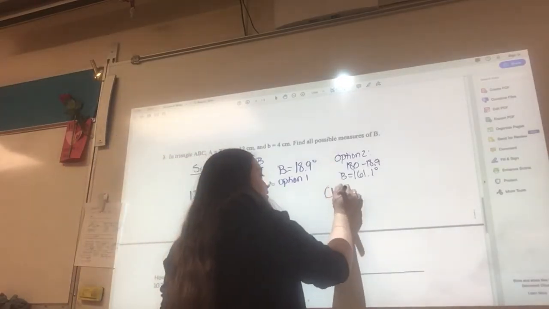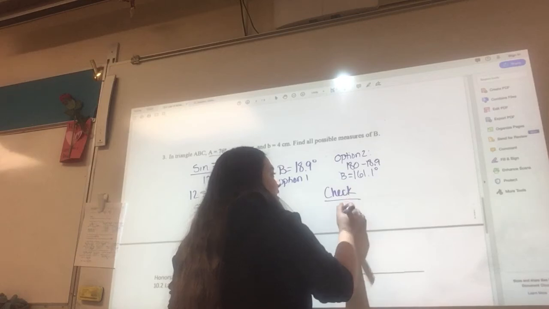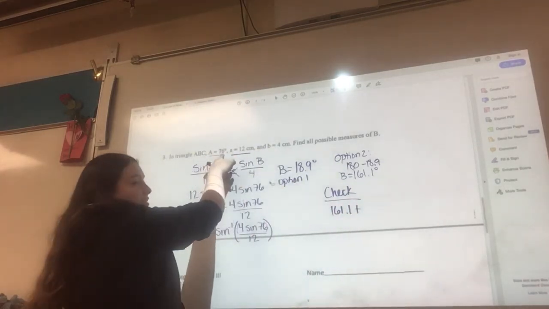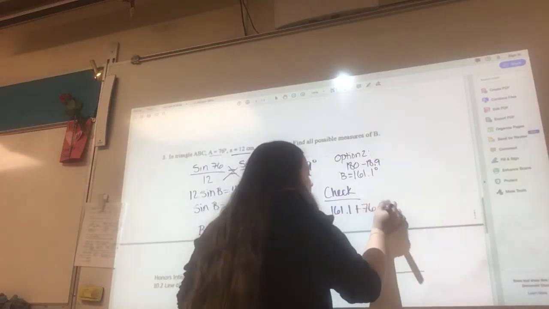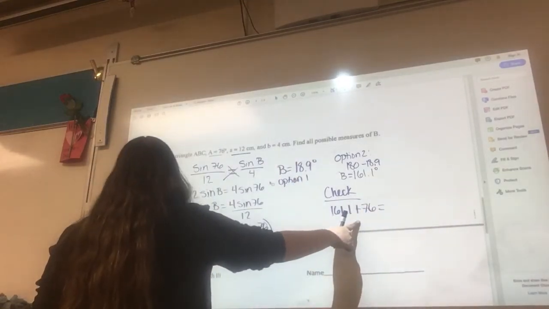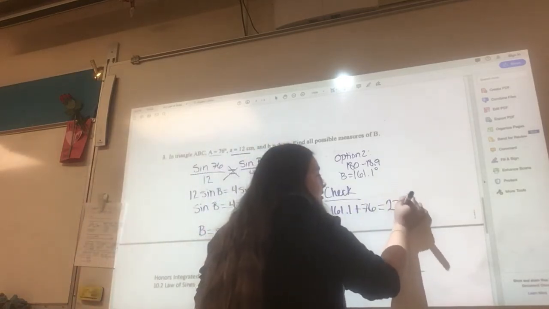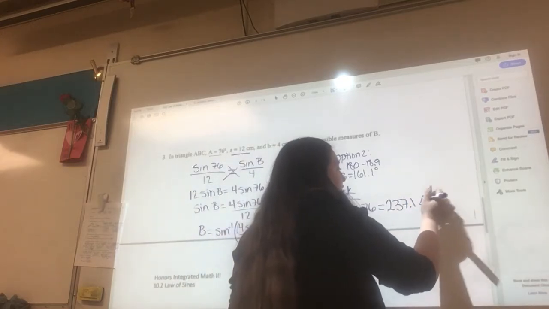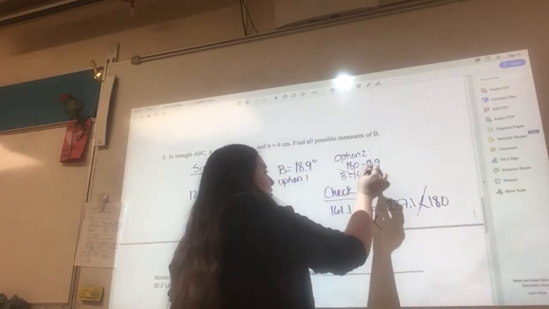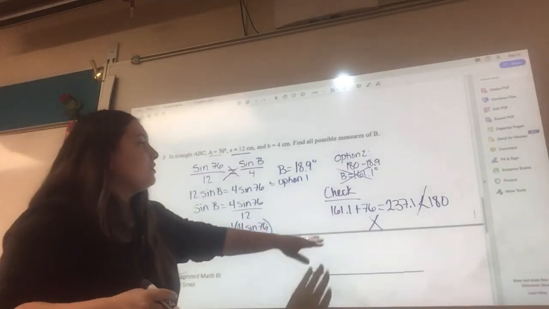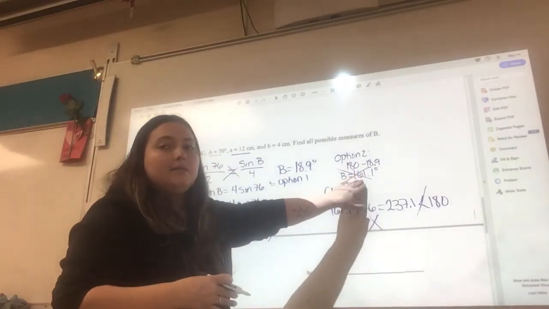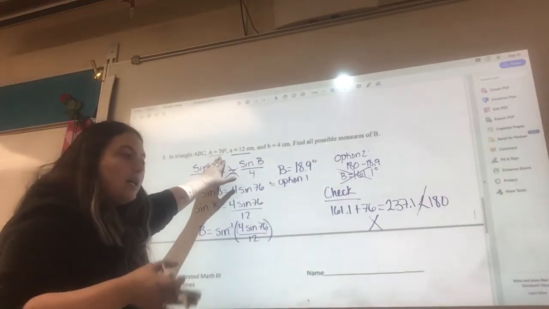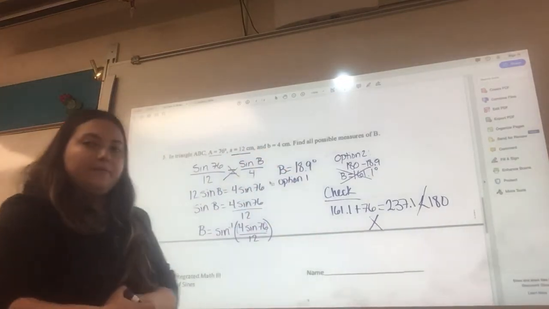So to check, we're going to take 161.1, we're going to add our original degree, which was 76. When you add the 76 and 161.1 together, you're going to see it is 237.1. Is that less than 180? No, it is not. So this does not work. Okay? So that's all you have to do to check, is you add what you find from option 2 to your original degree that was given, because that's already a part of the triangle, and you do that one. Okay?